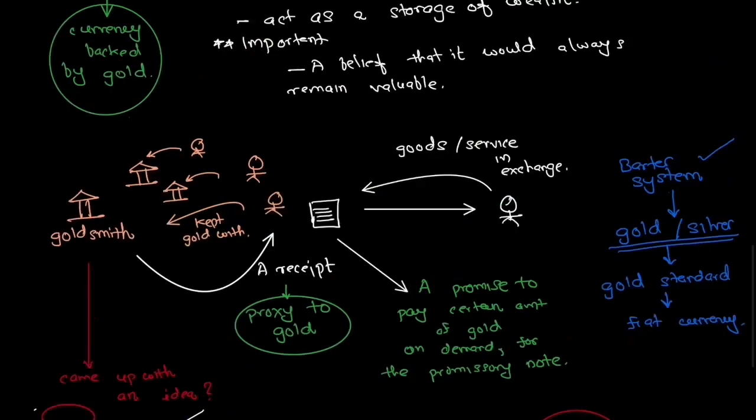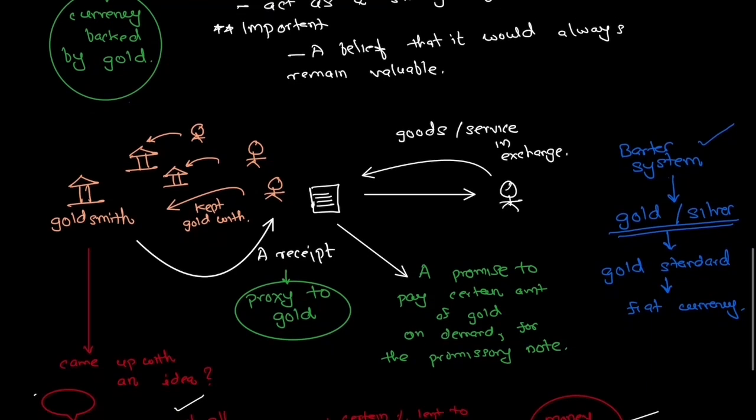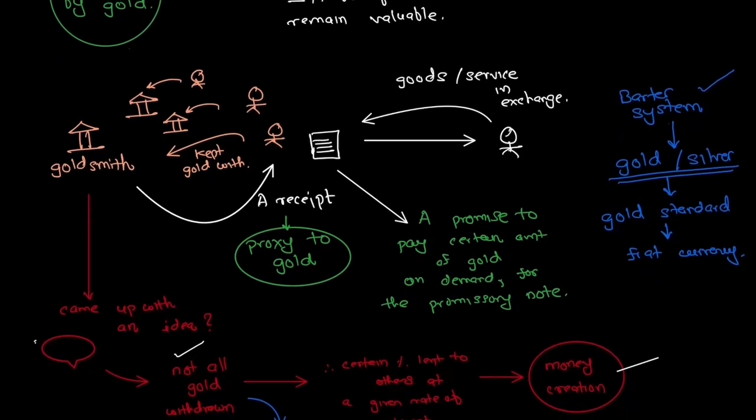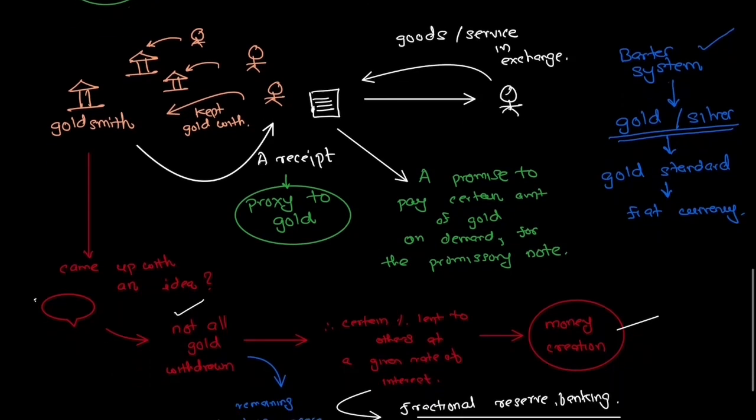Now the goldsmith came up with an idea. He realized that all the people are not withdrawing their gold at the same point of time. If he saw that 10 people deposit gold with him, then at a given point of time maybe only 4 or 5 come and say they need their gold back. The rest of them did not come back together, at least. So what he did was he started lending out gold to counterparties that needed gold for borrowing purposes, at a certain rate of interest. By this, effectively, he had started making money, correct?